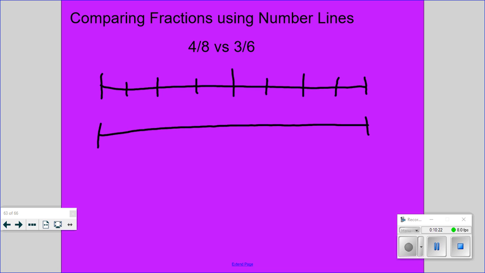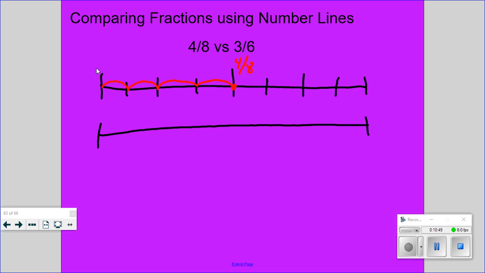Alright, let's count to get to 4 eighths. Ready? 1 eighth, 2 eighths, 3 eighths, 4 eighths. There's my 4 eighths. It is halfway, so I do know that 4 eighths is equivalent to 1/2. That should be good knowledge to have.